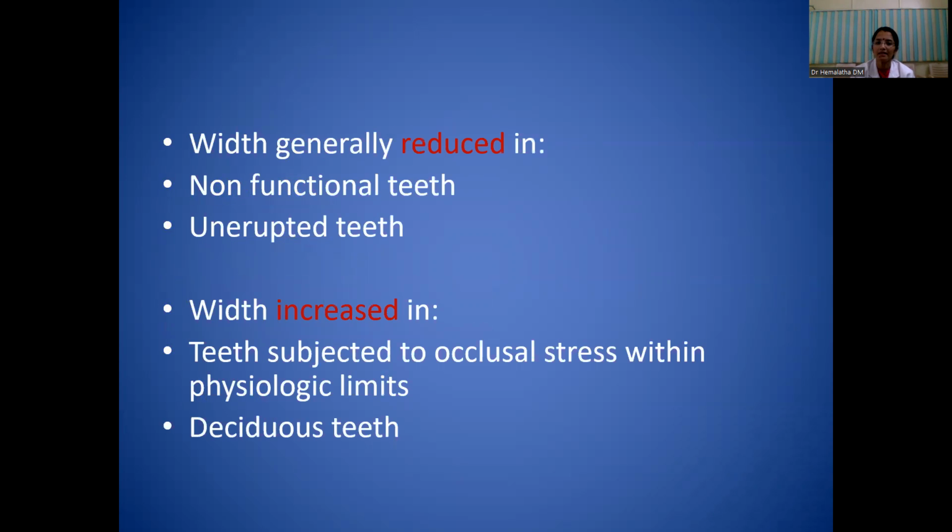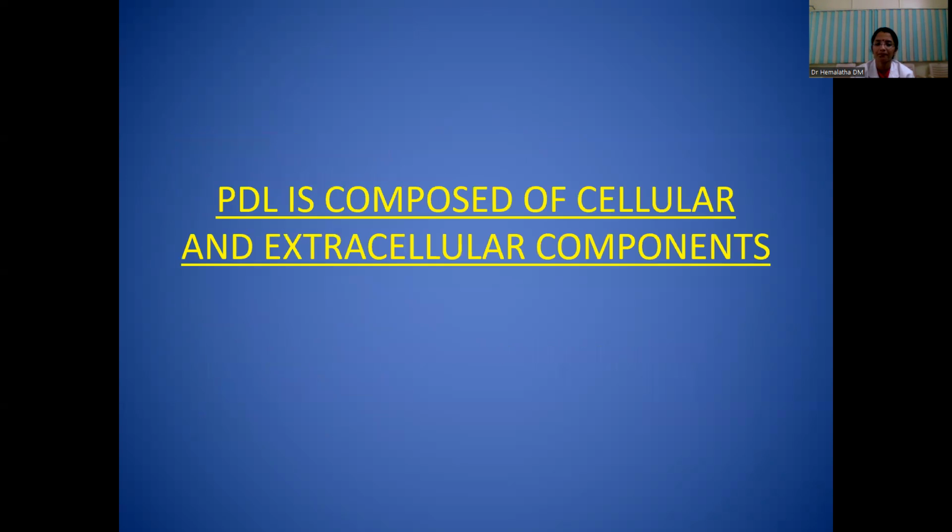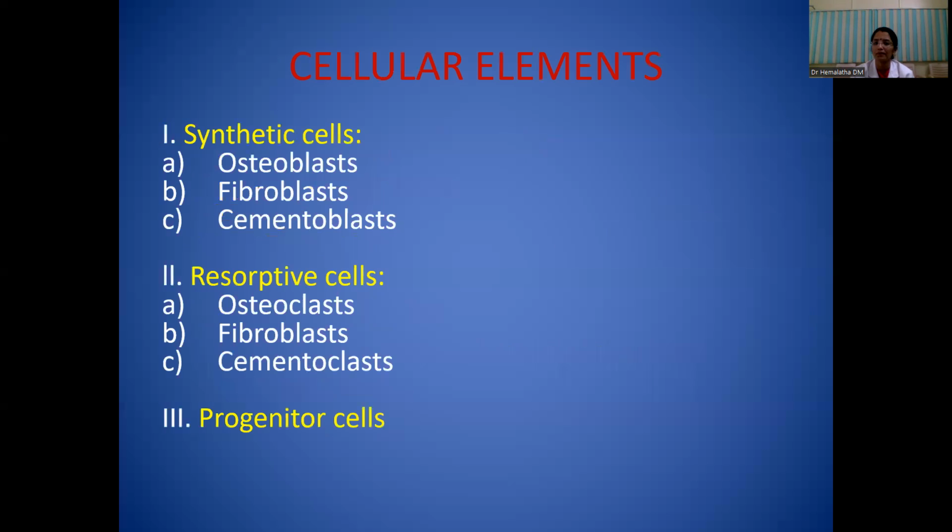The width is generally reduced in non-functional teeth and in unerupted teeth, while the width is increased in teeth subjected to occlusal stress within the physiologic limits and in deciduous teeth. The periodontal ligament is composed of cellular and extracellular components.